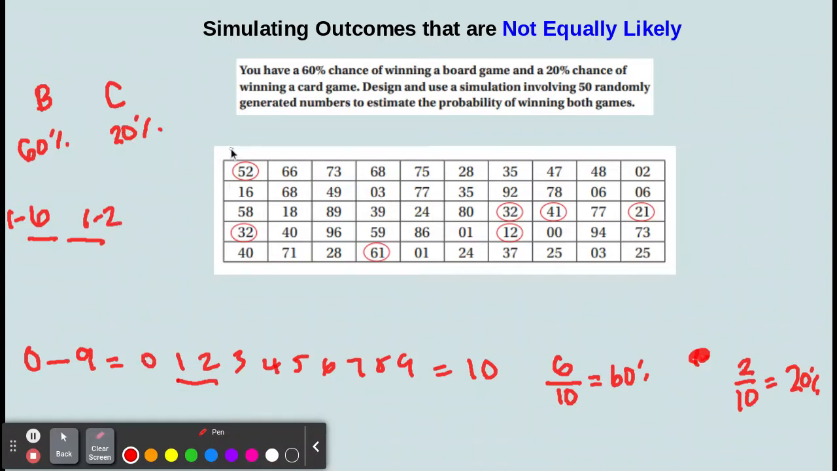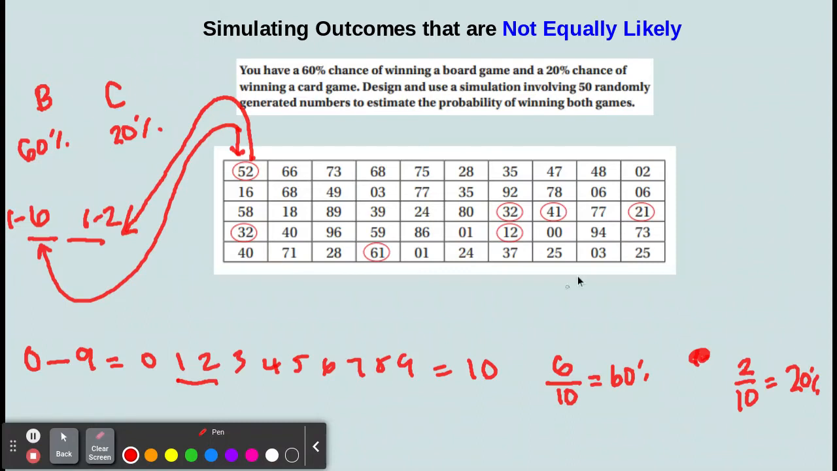All right. So the tens digit is going to represent our board game, and our ones digit is going to represent our card game. This looks a little messy, but what we did is we randomly created numbers and we're going to look.